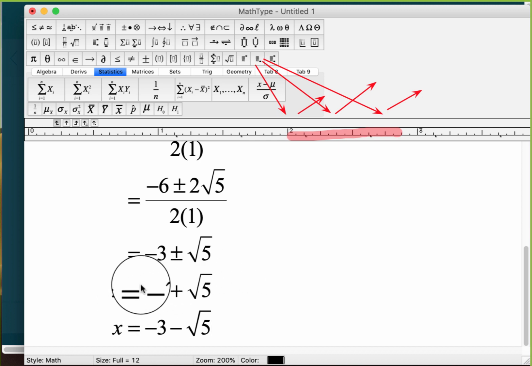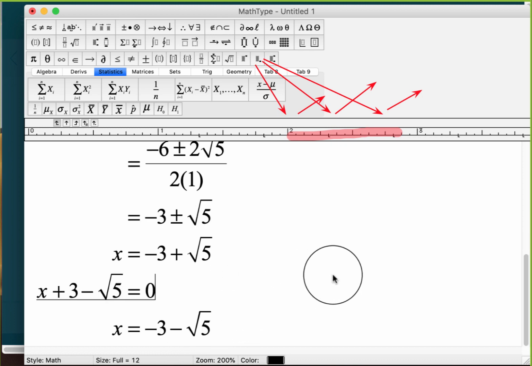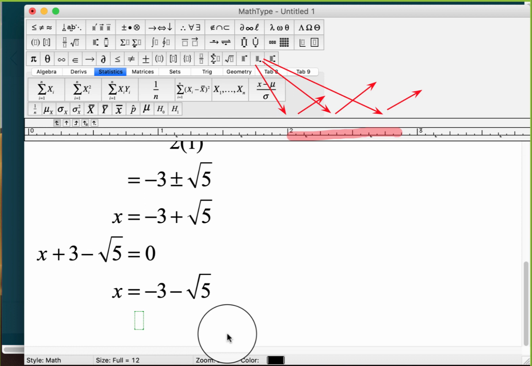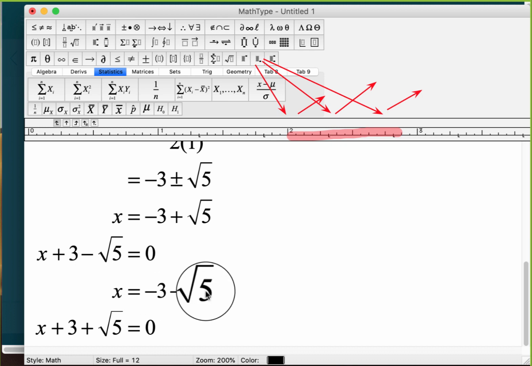Adding 3 and subtracting a root 5 on both sides, we have the following. And then we do the same for the second root, adding a 3 and adding a root 5. Then we have x plus 3 plus root 5. So those will be two factors, since x equal to negative 3 plus root 5 and negative 3 minus root 5 are the zeros. So we're going to multiply all three factors.